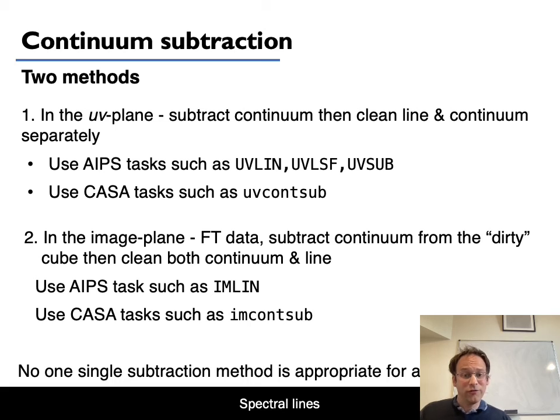So what you can do is form your spectral line data cubes, and then fit each pixel spectrum and subtract out the continuum that way. And that's another way of doing things. There are pros and cons to both, and no single method is really appropriate for a given situation. It's often the case, in fact, that you want to combine methods to produce a really nice continuum-free data set.